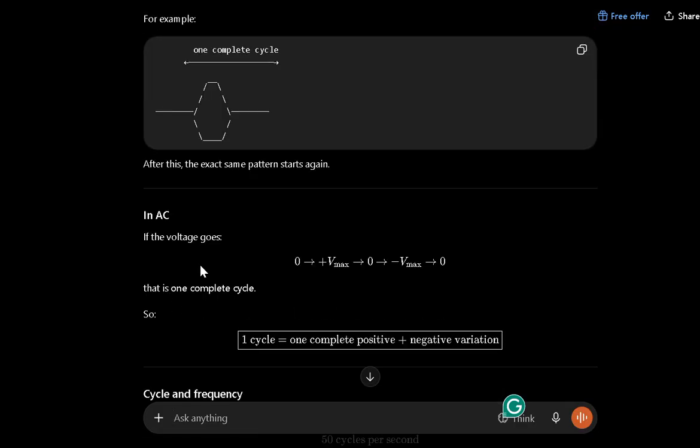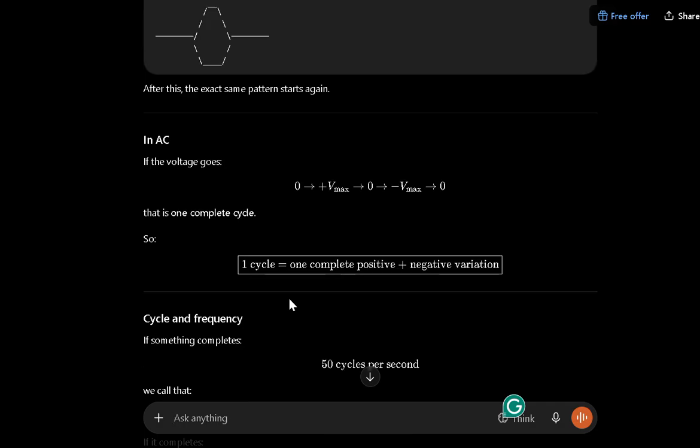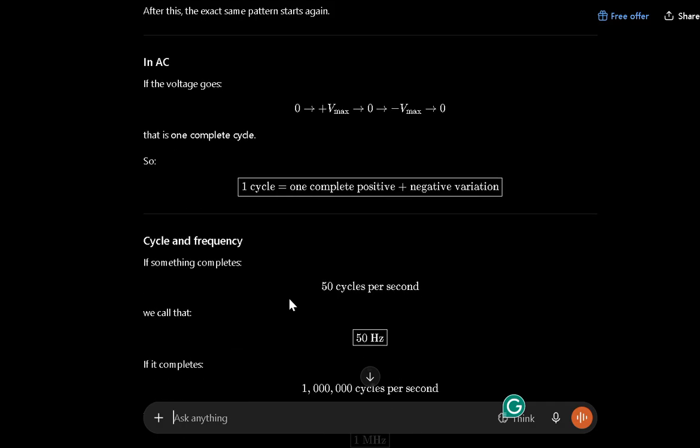If the voltage goes to plus Vmax, the maximum voltage, and comes to 0 and then negative Vmax, that is a completed cycle, one cycle. One cycle is 2 pi.